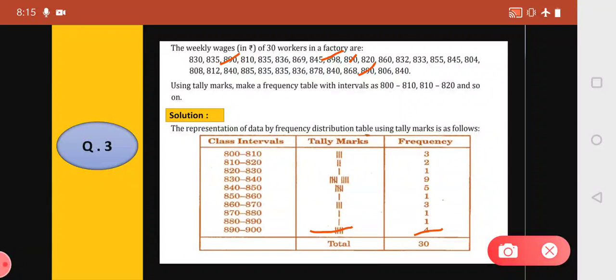Now you have to add all the frequencies and mark the total as 30, because already in the question you can see that wages of 30 workers are given. So this is how you will prepare the frequency distribution table using tally marks.